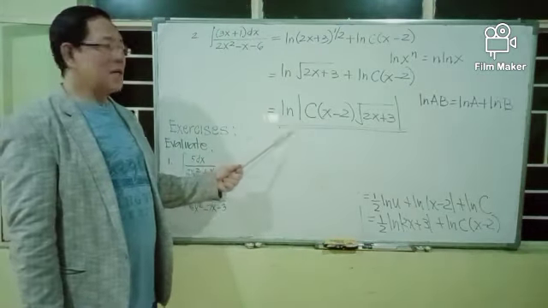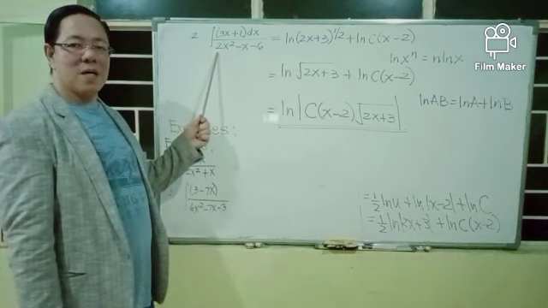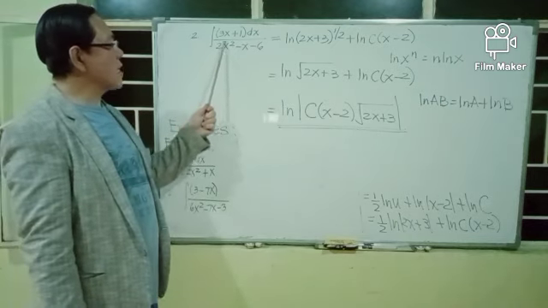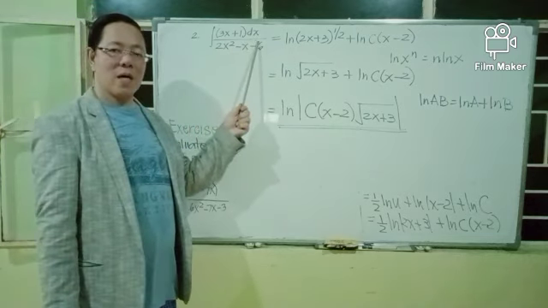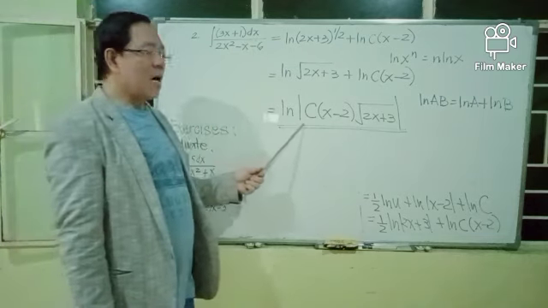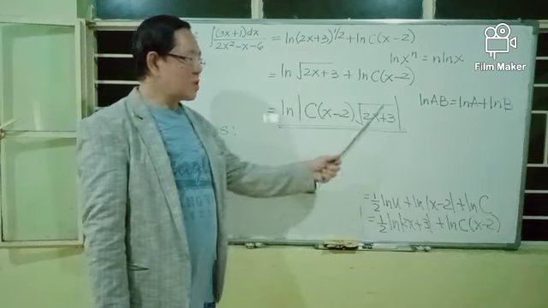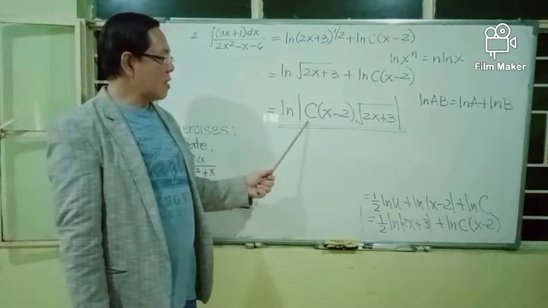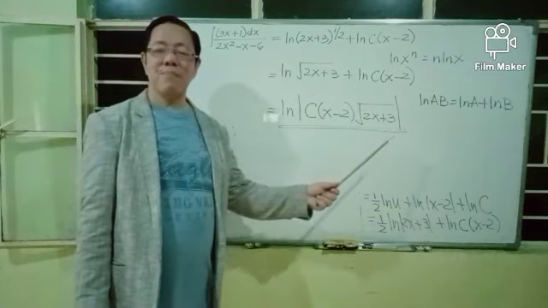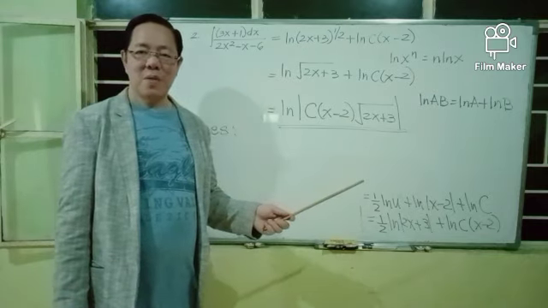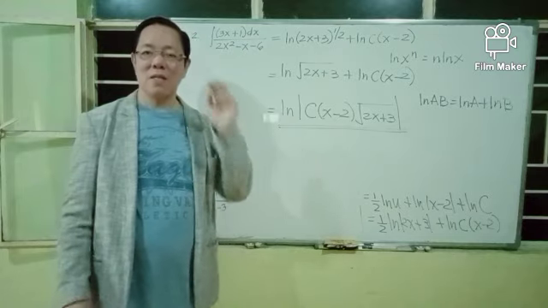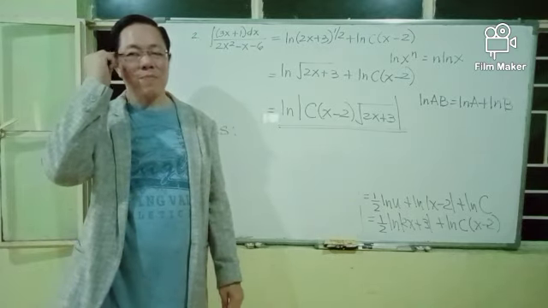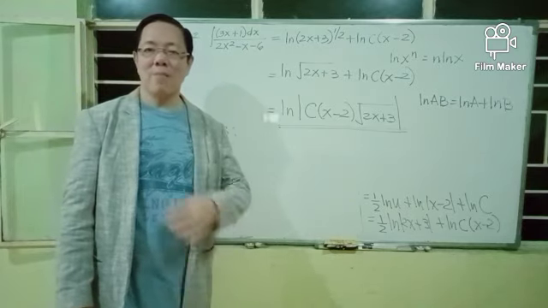And this is the integral of 3x plus 1 over 2x squared minus x minus 6 with respect to x. And I wrote the absolute value notation to make sure that this product is a positive real number, because natural logarithm is defined only for the positive real numbers. And that completes our example 2.